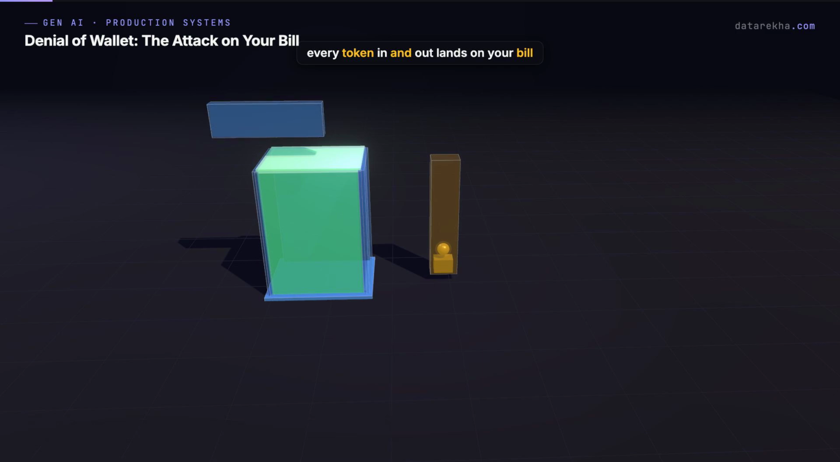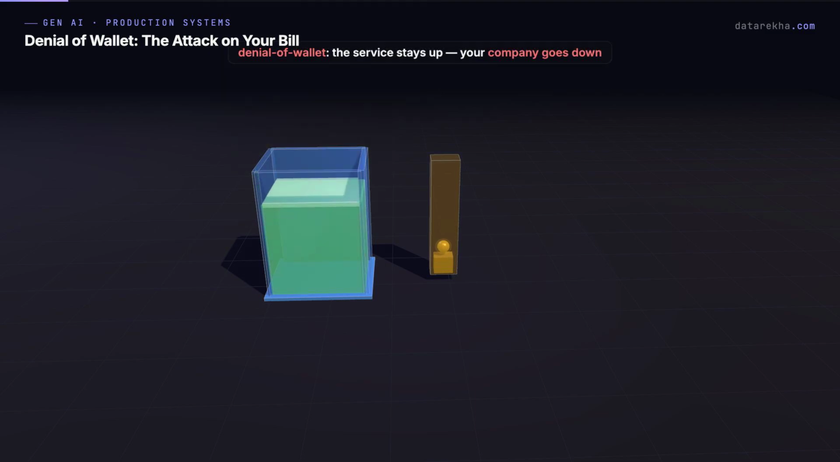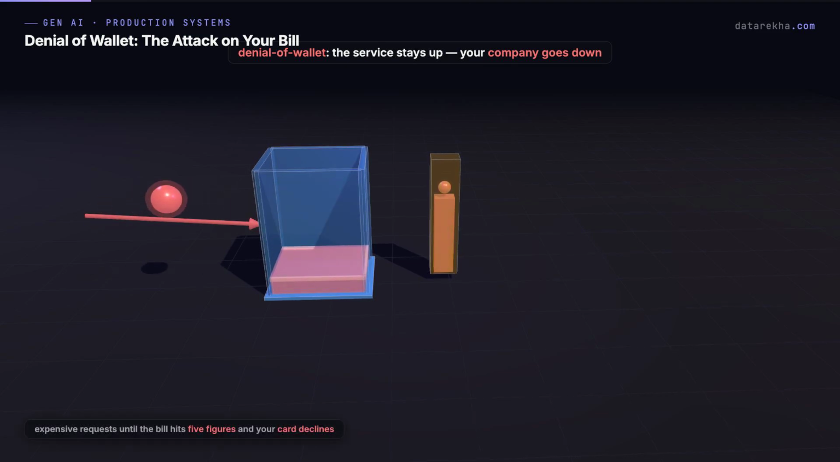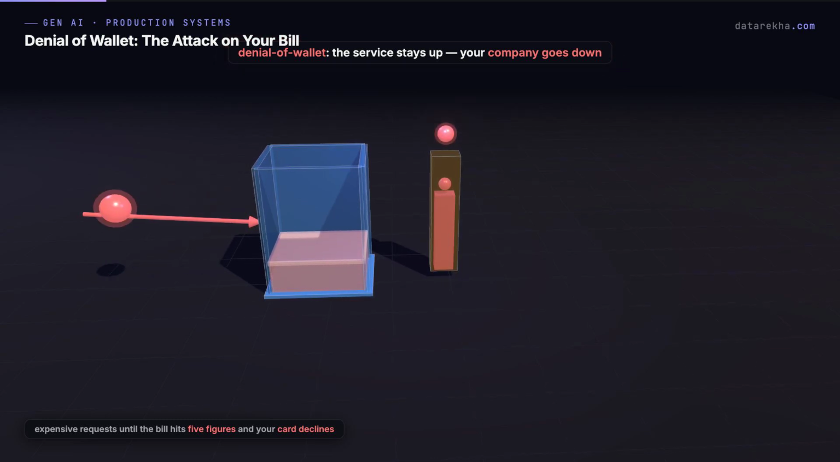A classic denial of service tries to take your service down. A denial of wallet doesn't bother. It keeps sending expensive requests until your bill hits 5 figures and your card declines. The service stays up. Your company goes down.